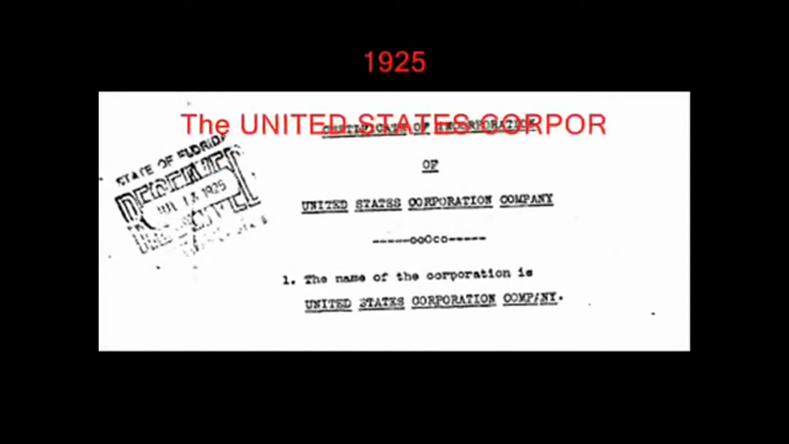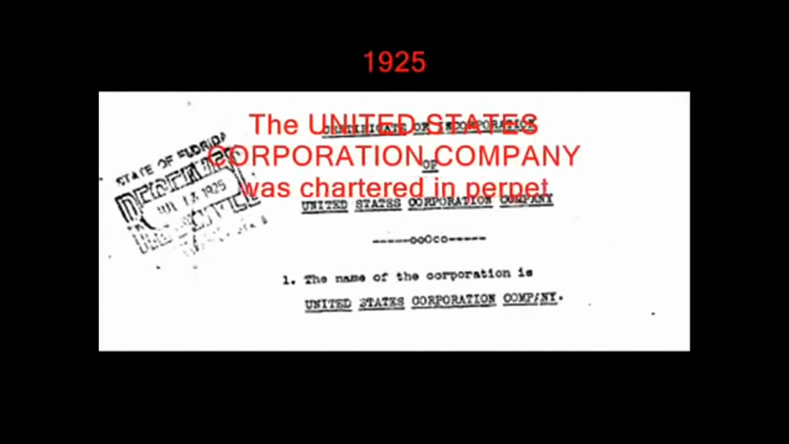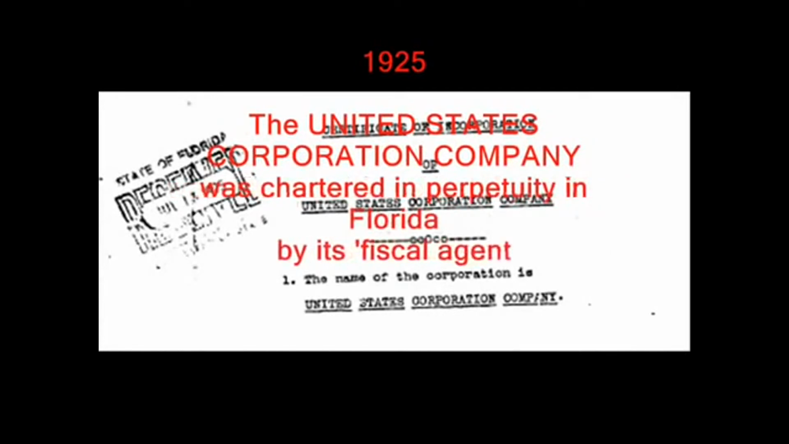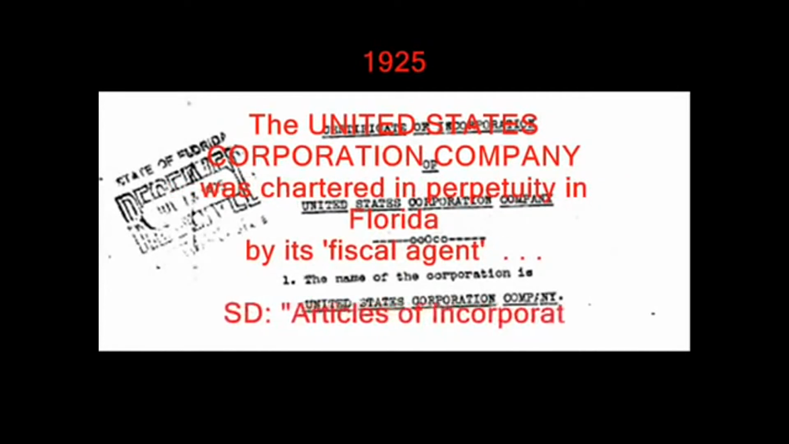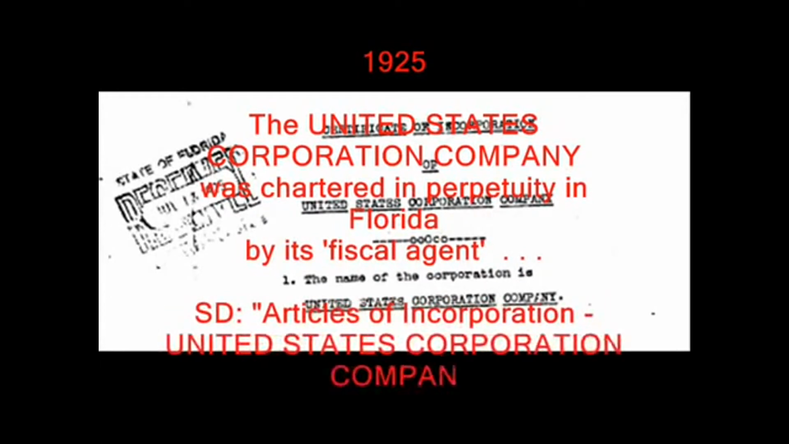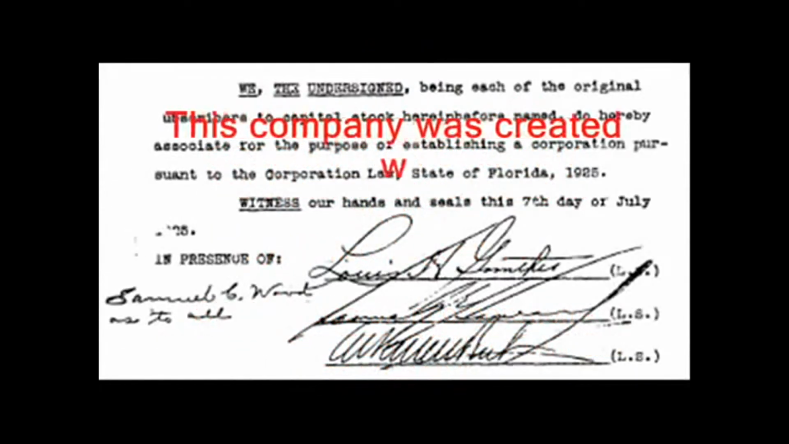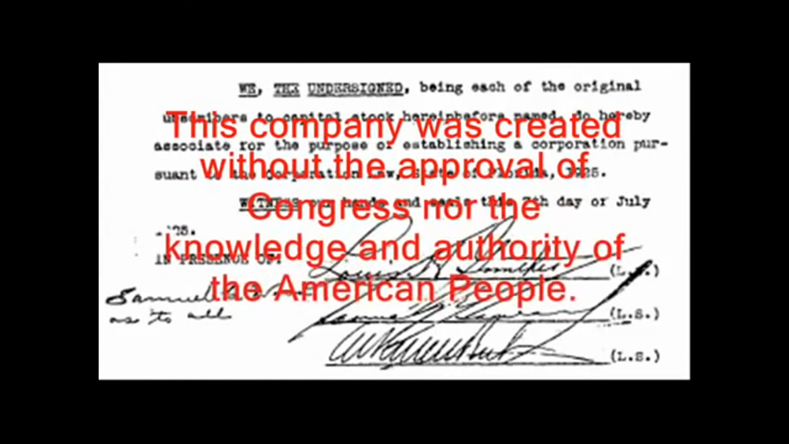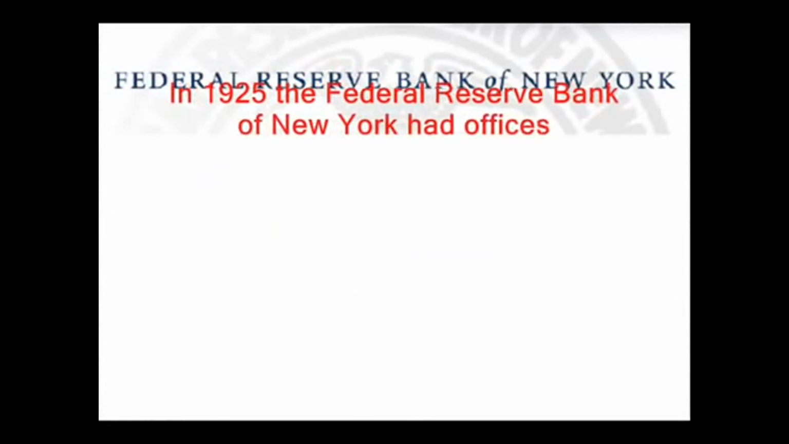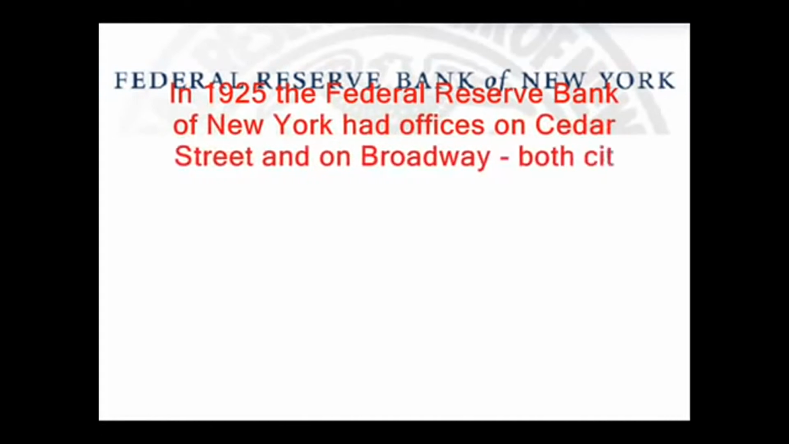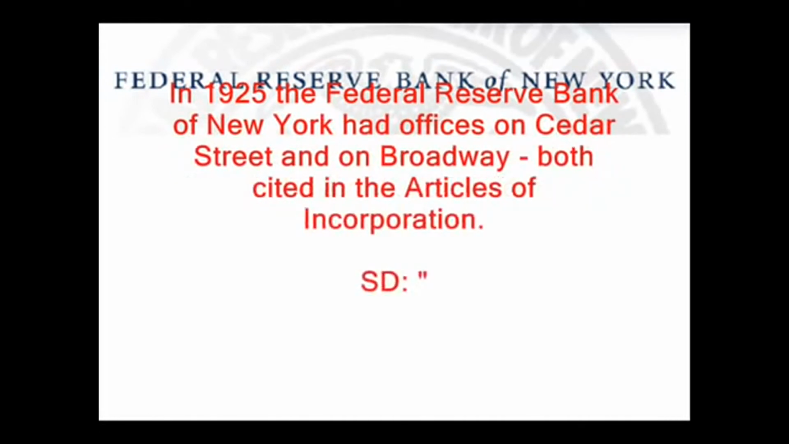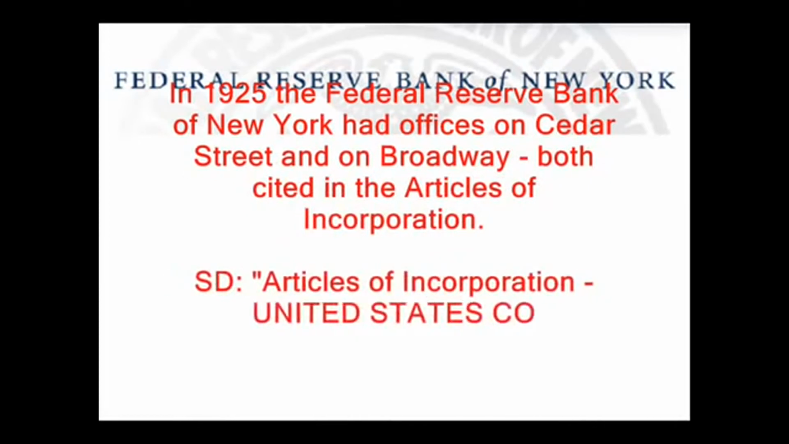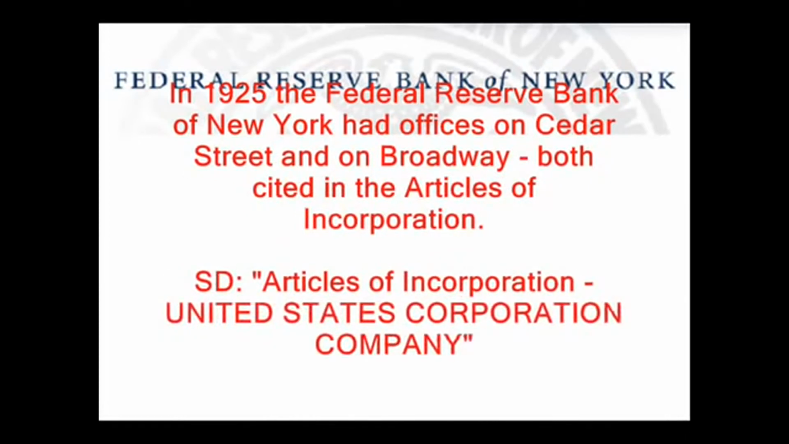1925. The United States Corporation Company was chartered in perpetuity in Florida by its fiscal agent. Source document, Articles of Incorporation, United States Corporation Company. This company was created without the approval of Congress, nor the knowledge and authority of the American people. Note, in 1925, the Federal Reserve Bank of New York had offices on Cedar Street and on Broadway, both cited in the Articles of Incorporation. Source document, Articles of Incorporation, United States Corporation Company.